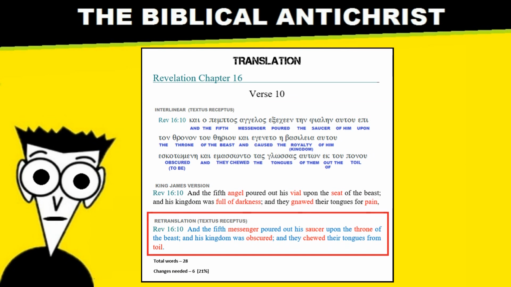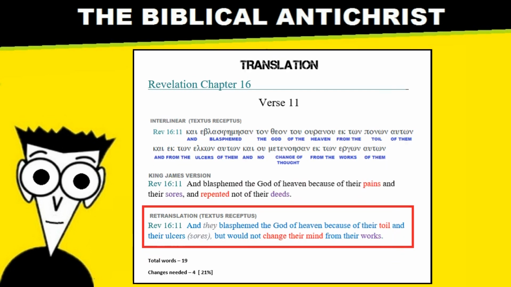In verse 10, as we pointed out in our reconstructed text, the word is messenger not angel, saucer not vial or bowl, and throne not seat. And then in verse 11, we noted, the word toil is actually used in the text, not pain, indicating a hardship, instead of pain. And we noted in verse 11, John says despite this, they would not change their mind from their work, which is their occupation, not the KJV term, deed, as a single generic action.